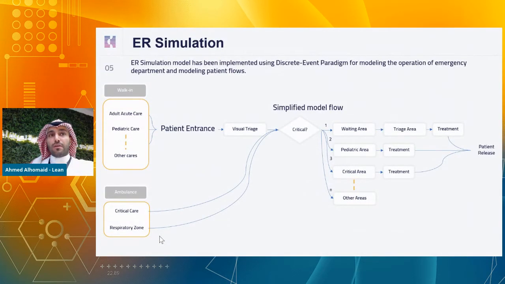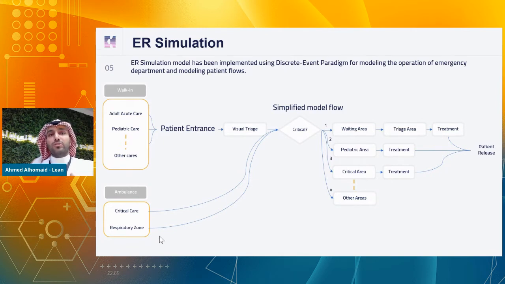So there are 2 types of patients that enter the ER department. The first type is walk-ins, people who come with their cars and just go to the ER department. They could be adults, there could be kids, and based on their demographics and the criticality of their case, first they will enter the ER, and then they will do a visual triage, which is an automated self checkup, where the patient himself fills a quick survey to help the hospital understand the criticality of the patient.